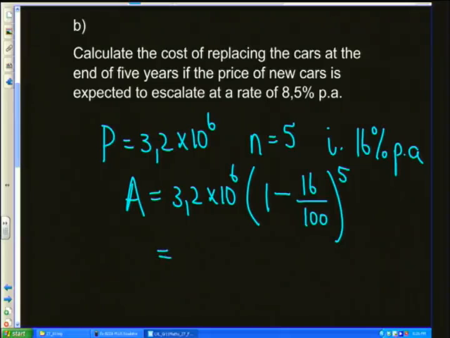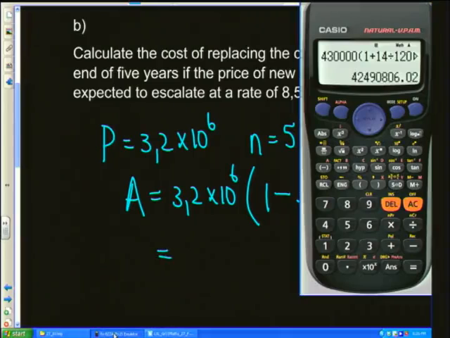And now I've got my magic machine, which hopefully will work this time. So we've got 3.2 million multiplied by 1 minus 16 divided by 100, and we're going to raise it to the power of 5. What does that give us? The fleet of cars is now worth 1 million. Okay, so it was 3.2 million. It's now worth 1 million. So it's reduced almost by a third in value.